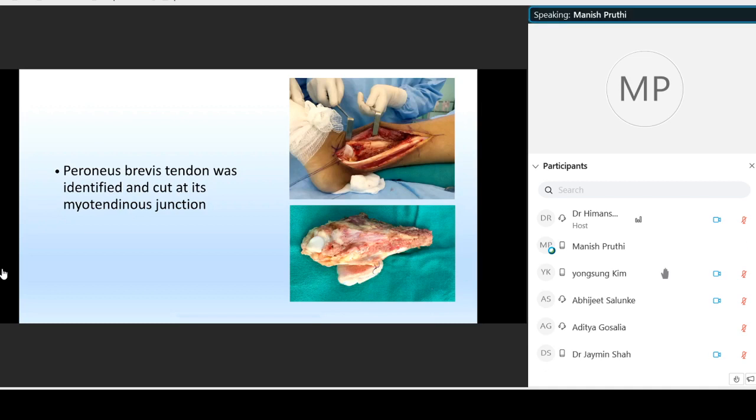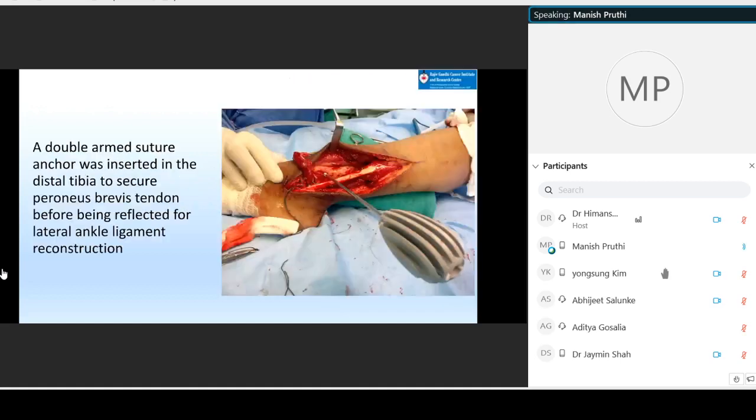We identified the peroneus brevis tendon at the myotendinous junction proximally. All of us know how to identify a peroneus brevis tendon. It is more muscular around the ankle, and this is how you differentiate it from peroneus longus. Once we identify it, we cut it.